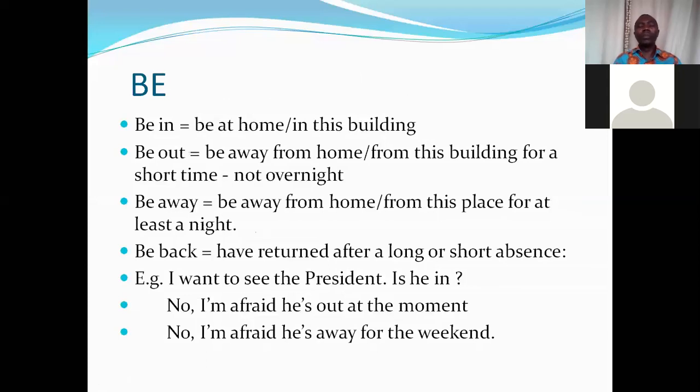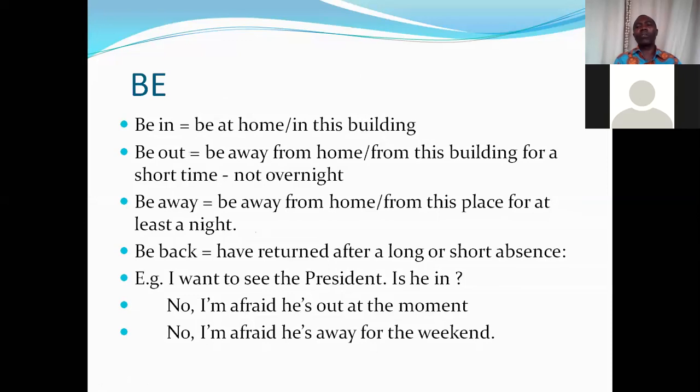Good. So, be in. It means, are you in? Are you at home, in this building? If I ask you, are you in, it means, are you where you are supposed to be? Are you there now? Be out means to be away from home or from this building for a short time. So I am not on campus now. I am not in.